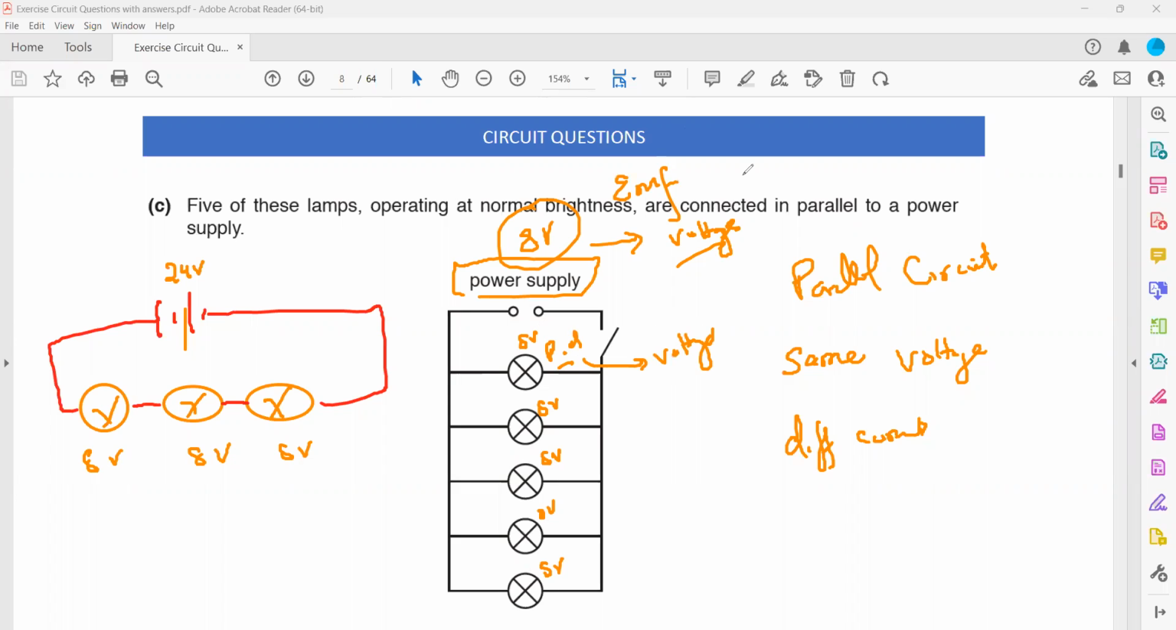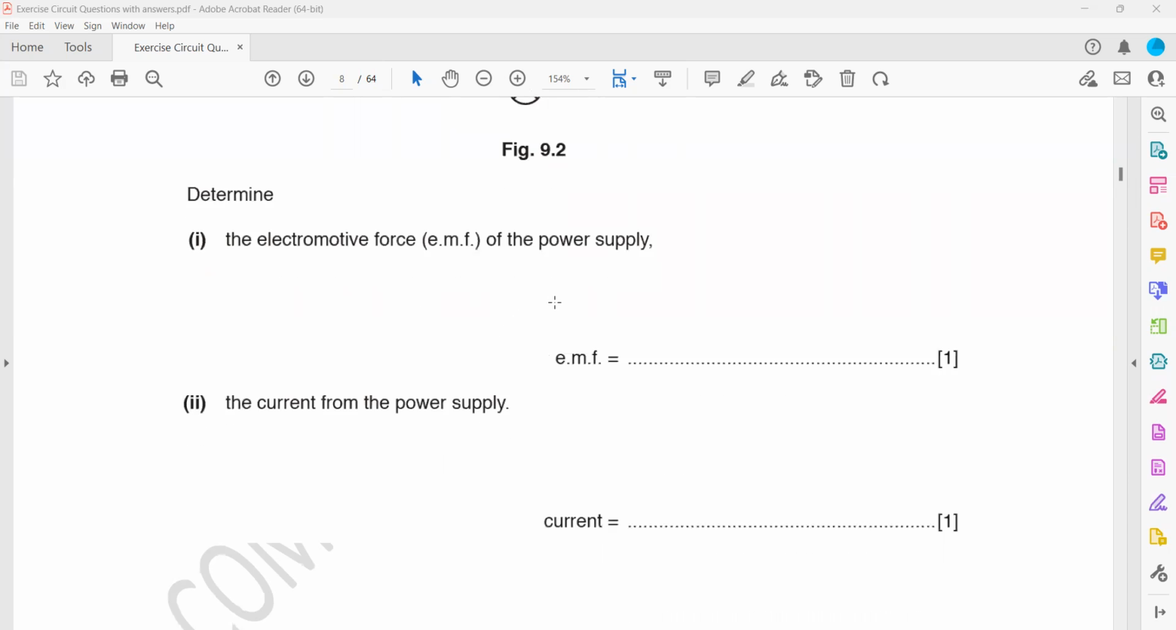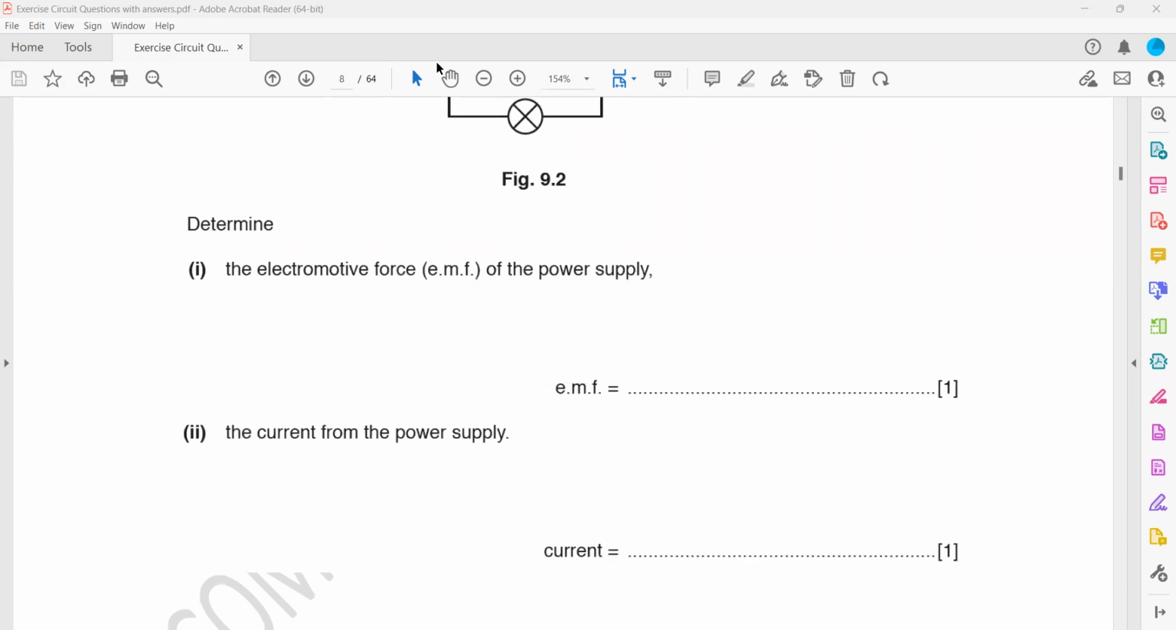So whenever devices or components are in parallel, they will have the same voltage but different current. And if they are in series, the voltage will divide and the current will be the same. So the EMF of the power supply will be 8 here without calculation. You can write why: because they are all in parallel, so they will have the same voltage as the supply.